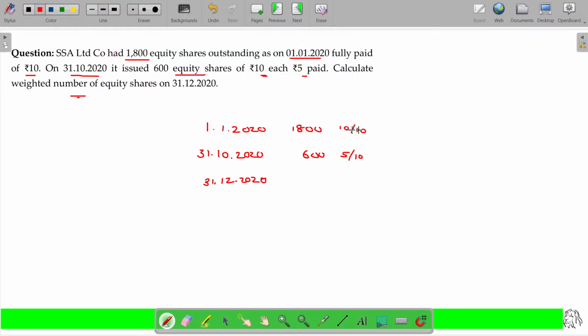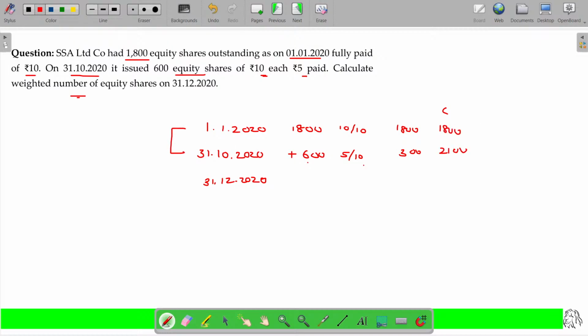Okay. This will be the fresh issue. Initially 1800, then another 300. 600 shares but equated into 50% only, as 50% is paid. Cumulative number of shares being 1800 and 2100.